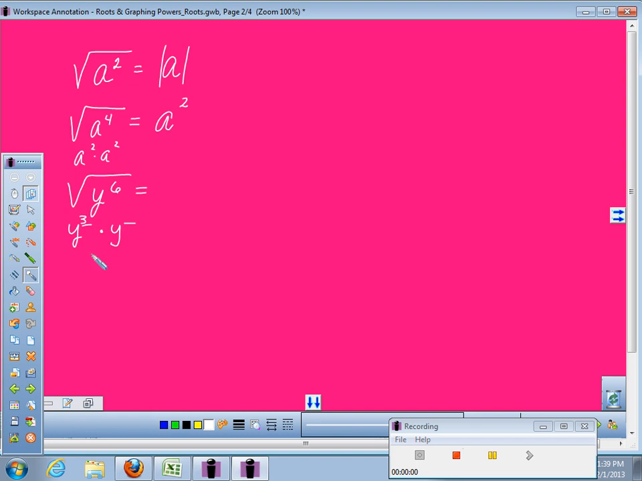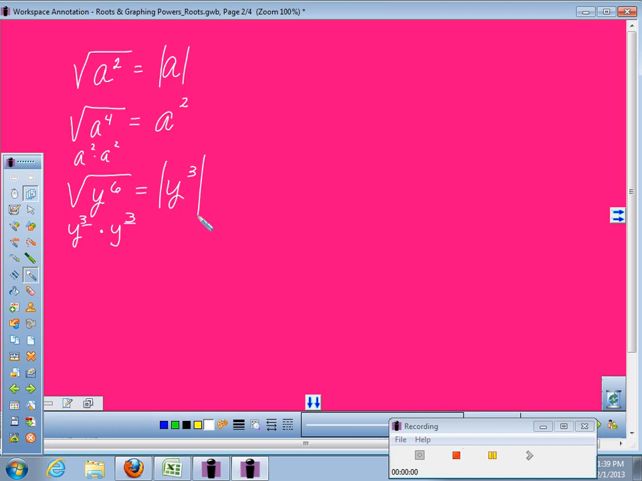What do you do to powers when you multiply? You add them, so 3 plus 3. So this would become y cubed. Does it need an absolute value or not? If something's cubed, it could come out negative, because that's an odd power. If that is a negative number, so yes, you would absolute value this way.